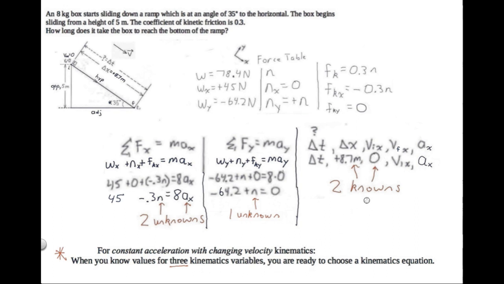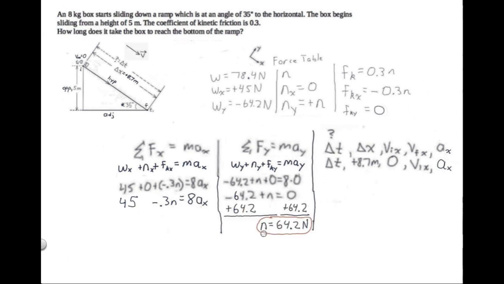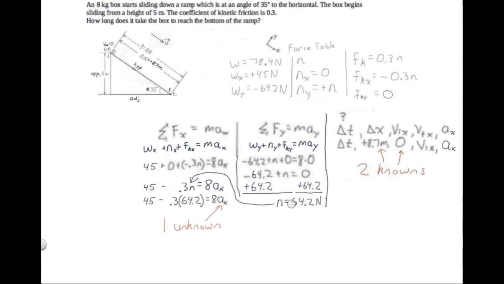In our Newton's second law equations, it's helpful to count the number of unknowns rather than the number of knowns. In our Newton's second law x equation, we still have 2 unknowns, so we're not ready yet to do further work with the Newton's second law x equation. In our Newton's second law y equation, we only have 1 unknown, n. So now would be a good time to solve the Newton's second law y equation for n. And we discover that n equals 64.2 newtons. Now we can substitute our value for n into the Newton's second law x equation.